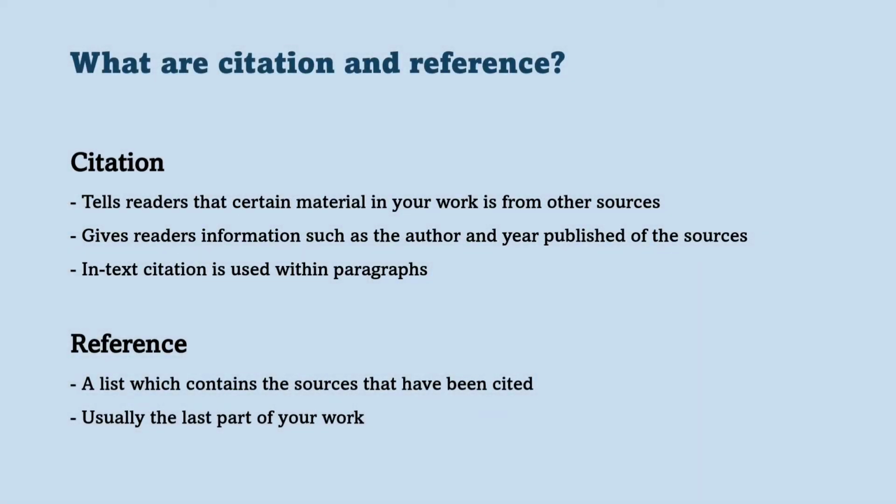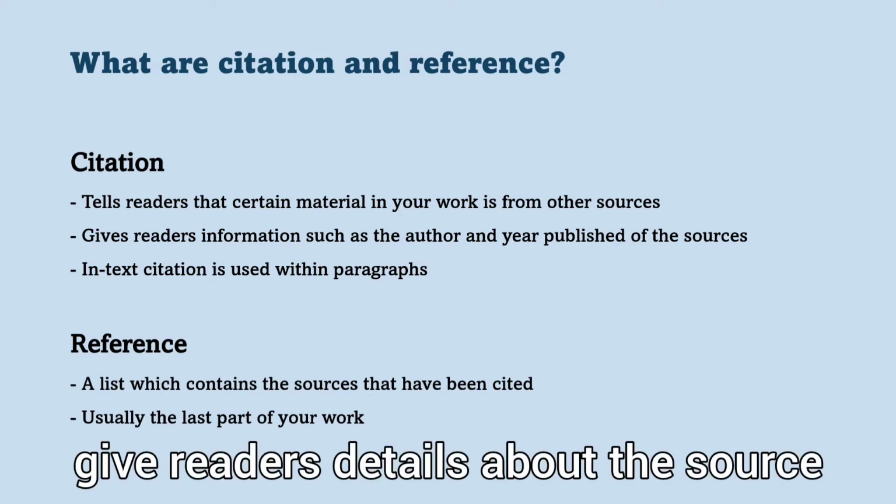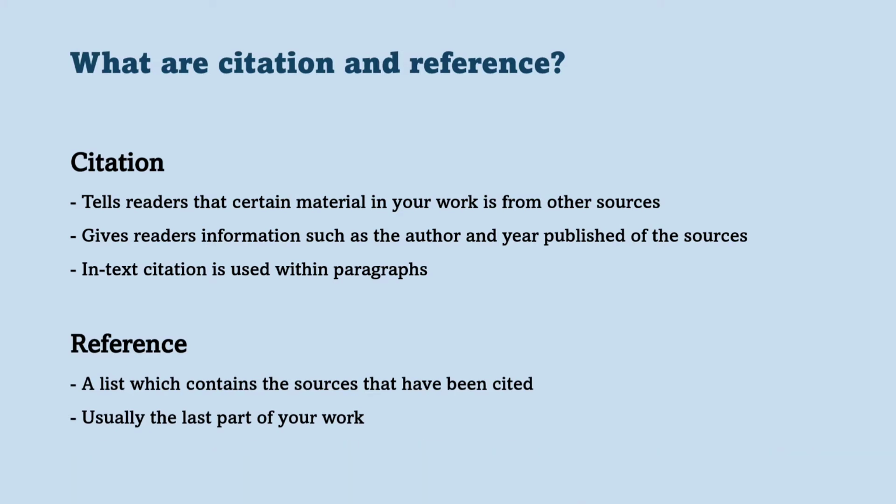Firstly, let me give a brief explanation of what citation and reference are. Citation is the way you tell readers that certain material in your work is from other sources. Citation also gives readers information such as the author and year published of the sources. An in-text citation is used within paragraphs. Meanwhile, a reference is a list which contains the sources that have been cited. A reference gives the readers details about the source so they can find the sources themselves. Reference is usually placed at the last part of your work.